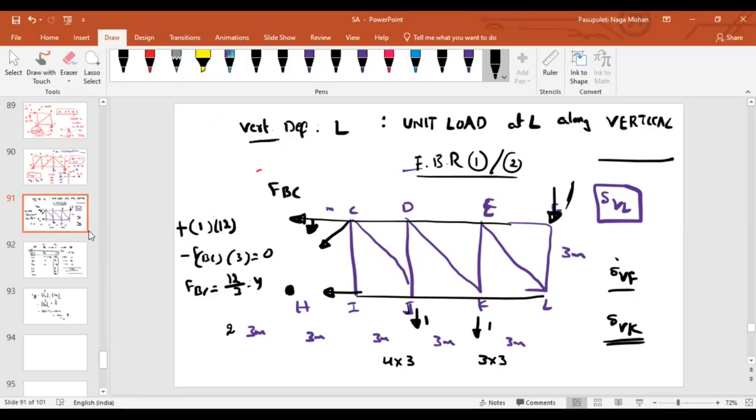If I apply the load like this, you want to find the deflection at A. What is the vertical deflection you will get? 3 mm, sir. Here it is 12, here it is 9, here it is 3 mm. 6, sir. Whatever it is, that is the vertical deflection.